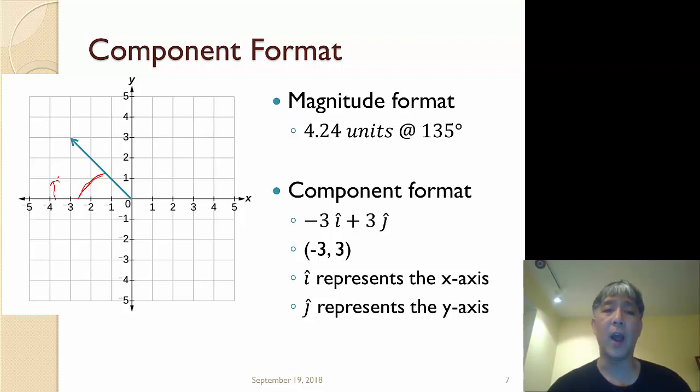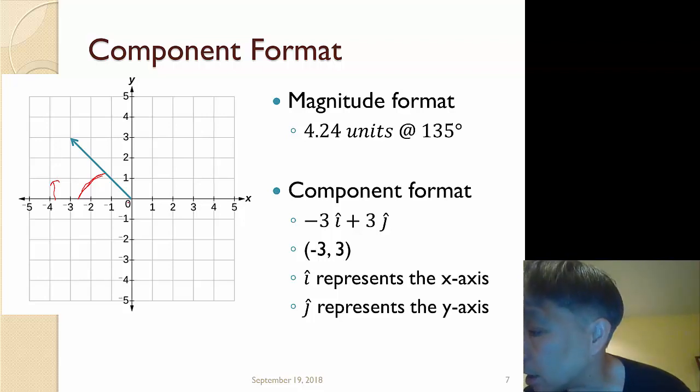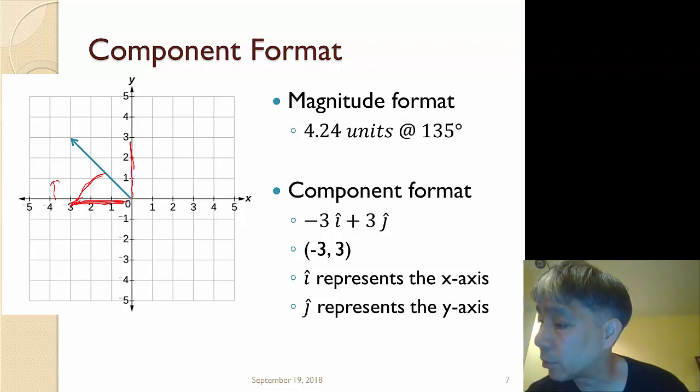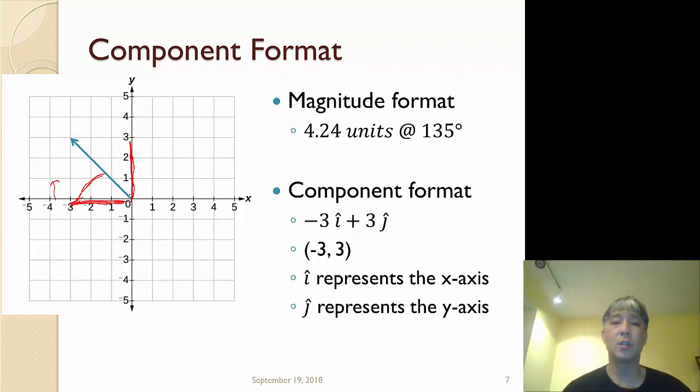So in component format, how far has it moved in the x direction? It hasn't moved in the positive x direction. It's moved minus 3 units in the x direction. So here's my minus 3 units. And I've also moved positive 3 units in the y direction. So I would describe this in component format as minus 3 i hat plus 3 j hat.